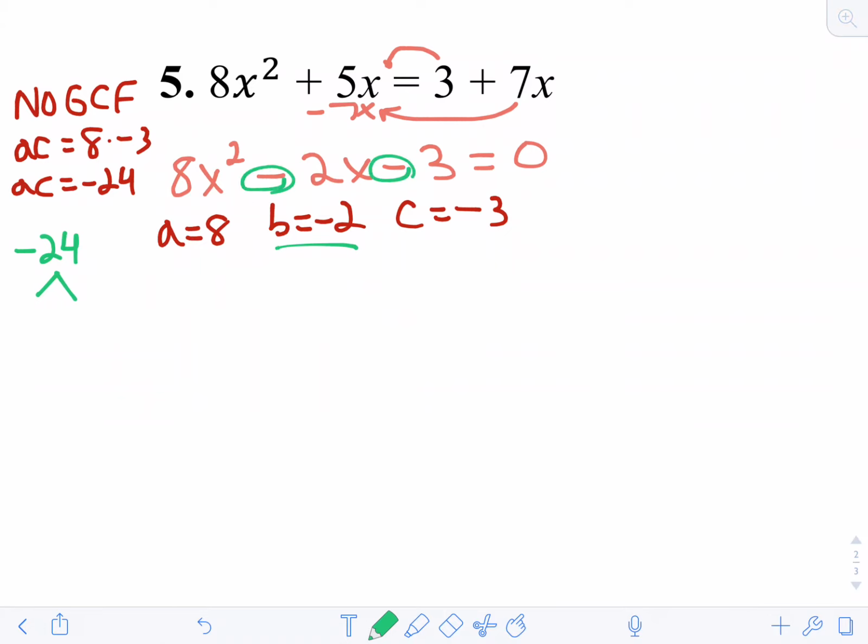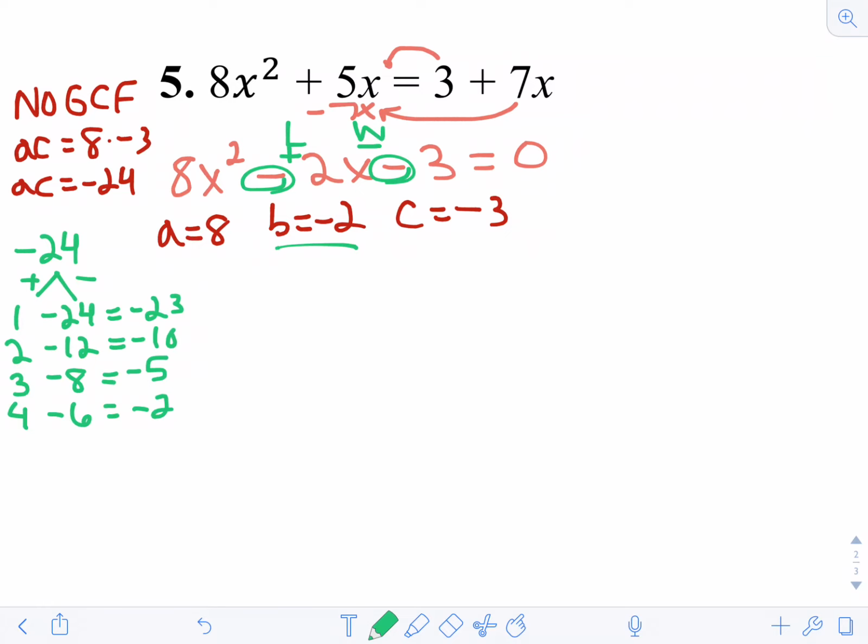So you have a negative and a negative. Anytime you have a negative back there, you'll have a loser and a winner. Winner is the middle term, so that's negative, so my losers are positive. All right, so for this one, we could do 1 and negative 24. That gives me negative 23. We can do 2 and negative 12. That'll give me negative 10. 3 and negative 8. That gives me negative 5. 4 and negative 6. That gives me the negative 2. And that's what I want, was a negative 2.